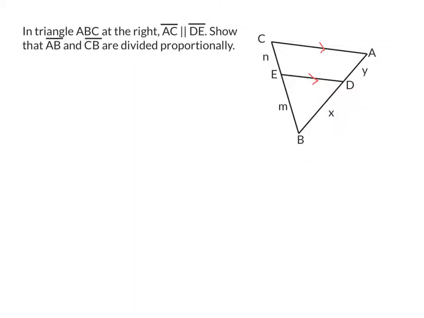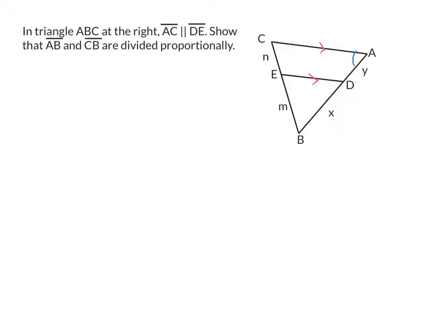Hello. Today we're going to be talking about proportional parts. What I have is a triangle ABC, and I've drawn in segment DE so that it is parallel to segment AC. What I want to do is show that by drawing in that parallel line, it slices segment AB and CB proportionally. So before we get into that, I want to talk about how, because of the parallelism, we know a handful of things about these two triangles.